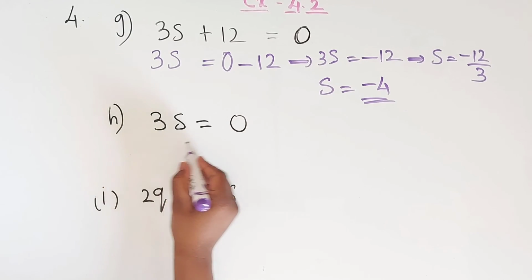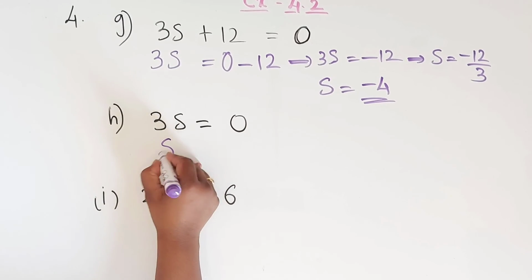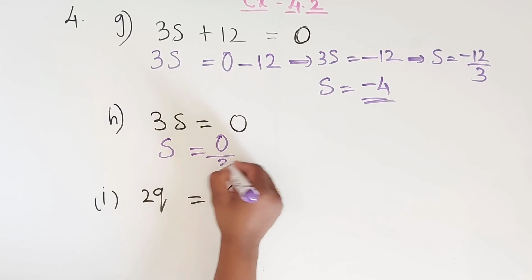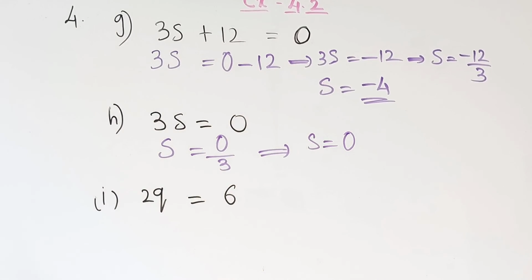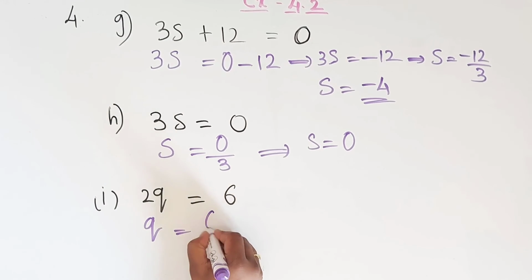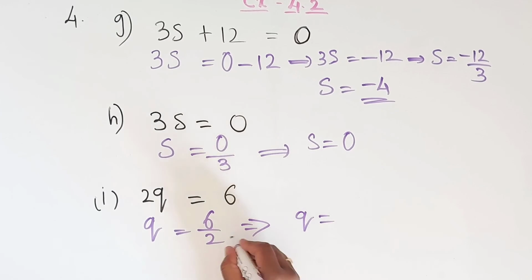Question H. 3s equal to 0. We want s only, children. 3 is multiplying here. Now send this 3 to the right hand side. It will divide. 0 divided by 3. S equal to 0, since 0 by any number is 0. Question I. 2q equal to 6. We want q only, right? Now send this 2 to the right hand side. 2 is multiplying here. If you are sending to the right hand side, it will divide. 6 by 2. Therefore q equal to 6 by 2, 3.